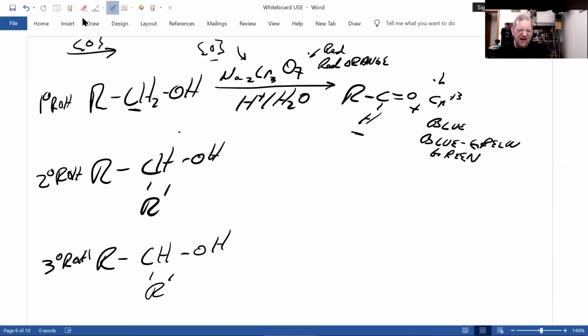And if you take an alcohol and react it with sodium dichromate, and you usually use acid and water, it's called acidic sodium dichromate solution, and acid helps it go quicker, and it's a catalyst. You get this, but visually, if you see a color change, you know you had an alcohol.